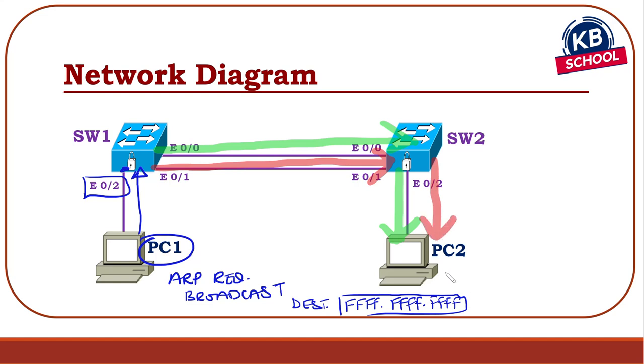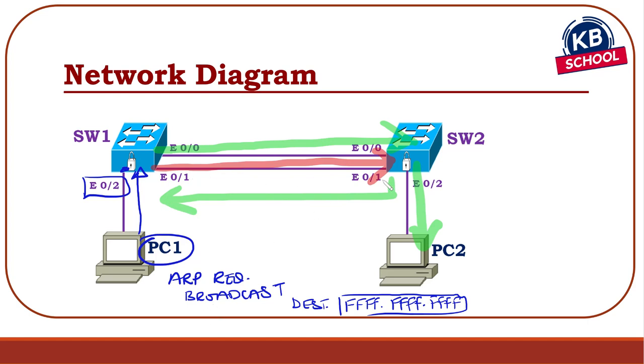That's the first issue. The other issue is when the broadcast was received. I'm going to focus on one of the broadcasts for right now. Let's start with the green. When the broadcast was received on switch 2, it would not send it back on E00. It would send it to this guy, but it would also send it to all the other ports, including E01. So this green broadcast goes down over here, back to switch 1.